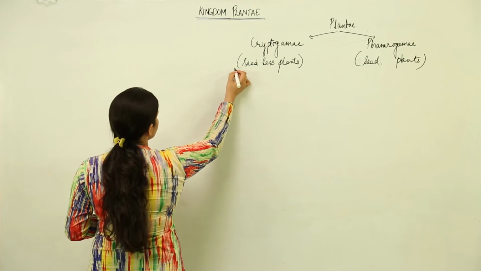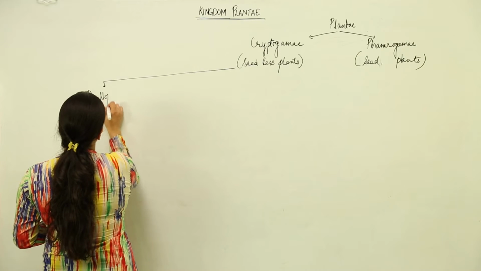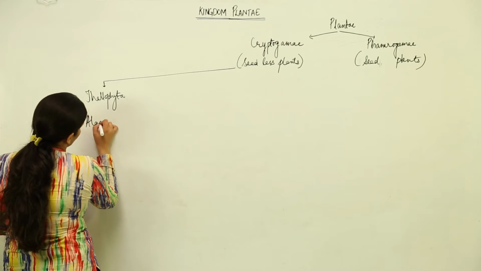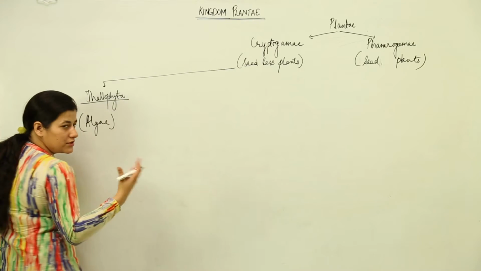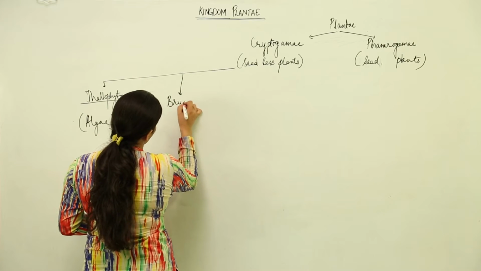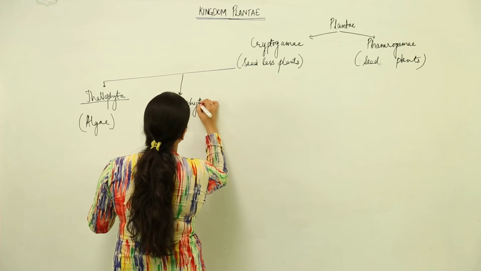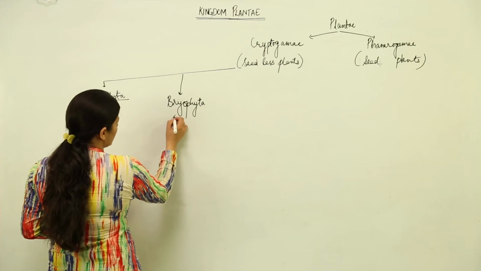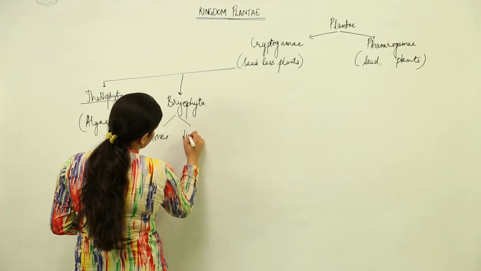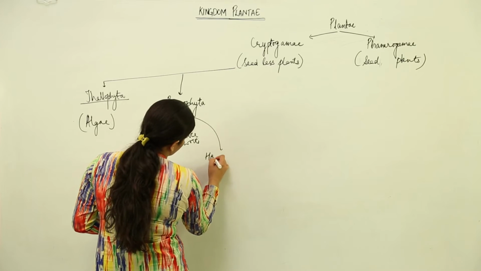Now, these cryptogams, they are divided into three parts. First is Thallophyta, that includes algae. Certain books put few fungi over here, you don't have to do that. Then there is another classification, that is Bryophyta. Now, other name is Bryophytes. We use the term Bryophytes for the plants which are part of this. Bryophyta includes mosses and liverworts, and apart from that, they include hornworts.